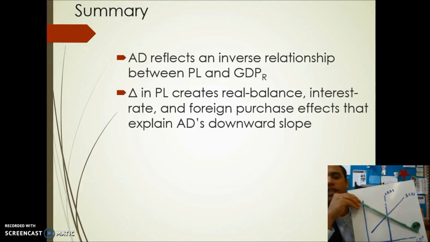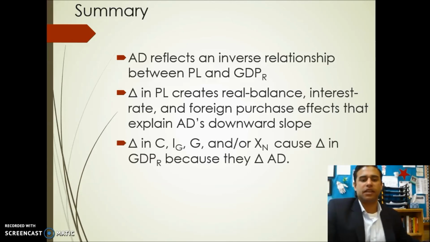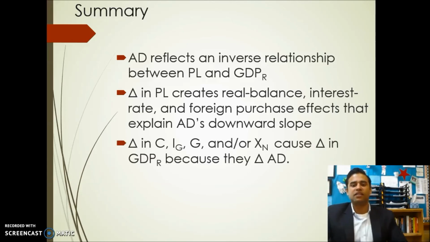The next bullet point says that a change in price level creates real balance, interest rate, and foreign purchase effects that explain aggregate demand's downward slope. These are the 3 things we talked about in the last presentation that cause this downward slope, right? So go back and review those and make sure you understand those terms. The next bullet says changes in C, I, G, and X cause a change in real GDP because they change aggregate demand. Okay, so let's illustrate that.